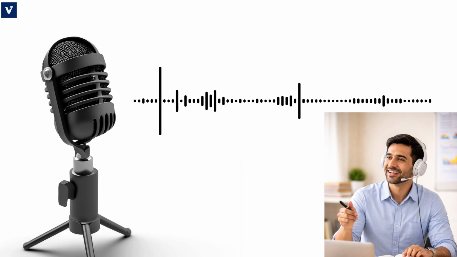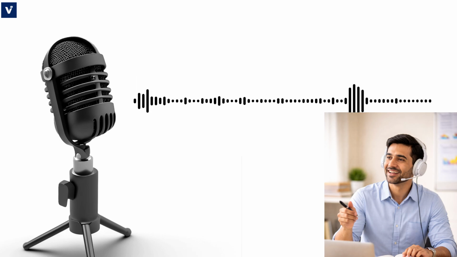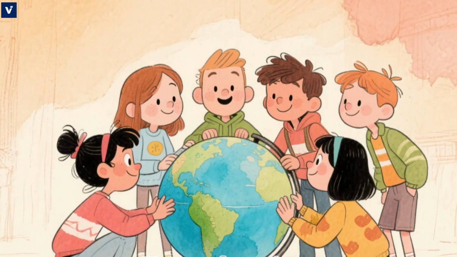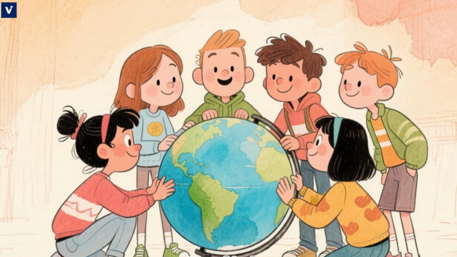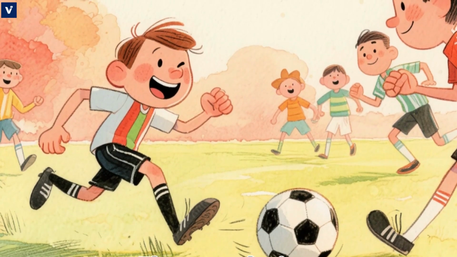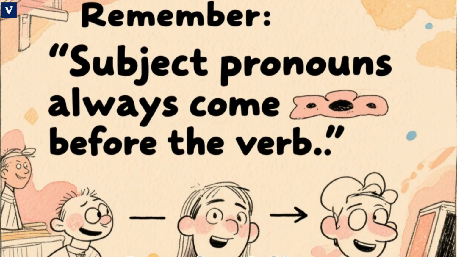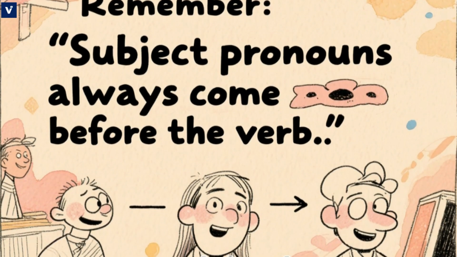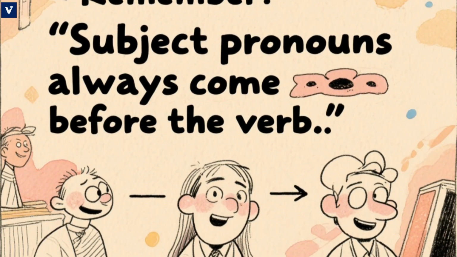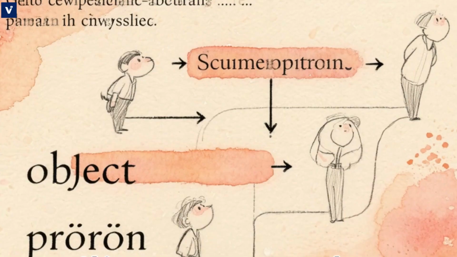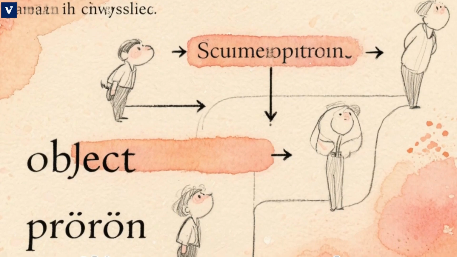2. Object pronouns. Object pronouns are used as the object of a sentence. They receive the action. Object pronouns list: me, you, him, her, it, us, them. Examples: She helped me. I like you. We met him. I called her.